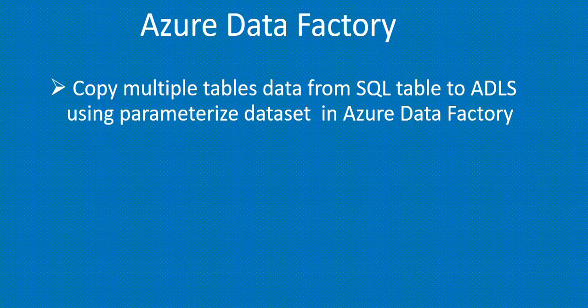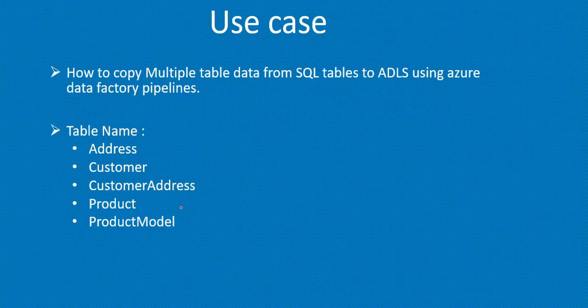So today we are going to discuss how we can copy multiple tables data from SQL tables to the Azure Data Lake storage by using parameterized datasets in Azure Data Factory. Let's say we have one database which contains multiple tables like address, customer address, product model, and as per our requirement we want to copy all these tables data from SQL database to the Azure Data Lake storage.